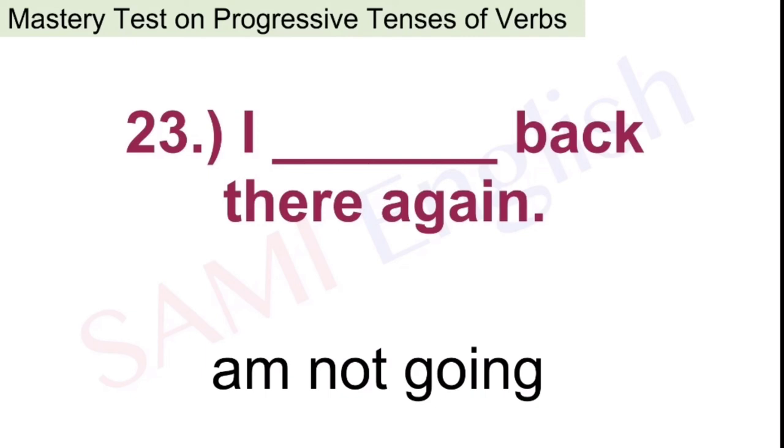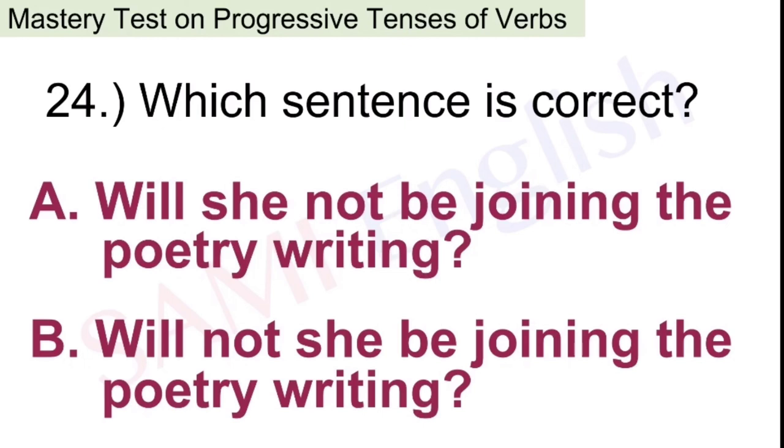Number 24, which one is correct? Okay, let's discuss first letter B, okay? Will not she be joining the poetry writing? Not should be after she, okay? And letter A follows this rule. Letter A, will she not be joining the poetry writing? The answer is letter A.